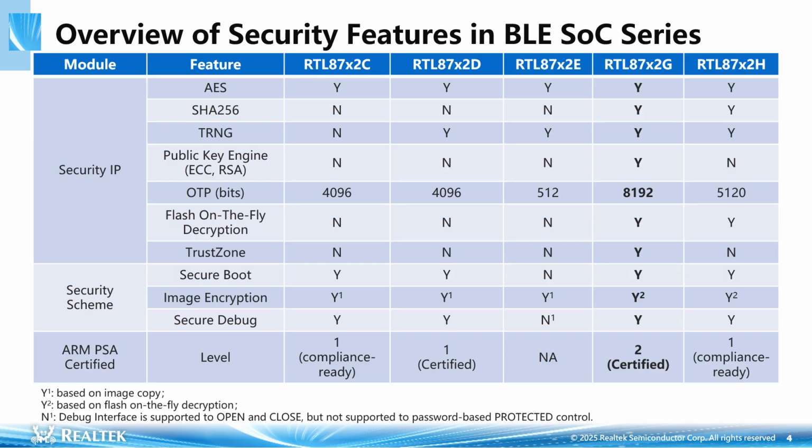This table shows the different security features of Realtek's BLE SoC series. The SoC series includes C, D, E, G, and H. These security features include 3 parts: Security IP, Security scheme, ARM PSA certified. These 3 parts will be explained in detail in the following slides.